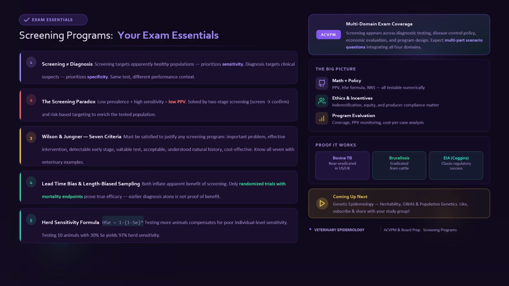Lead time bias equals earlier detection, not longer survival. Length bias is screening catches slow progressing cases preferentially. Overdiagnosis equals detection of disease that would never have caused harm. Know the Johne's, BVD PI, and Brucellosis MRT programs cold. Wilson and Jungner, all 7 criteria apply, don't just list.